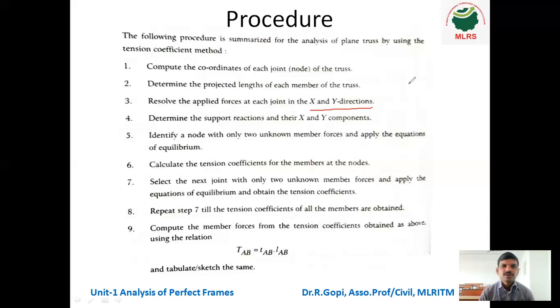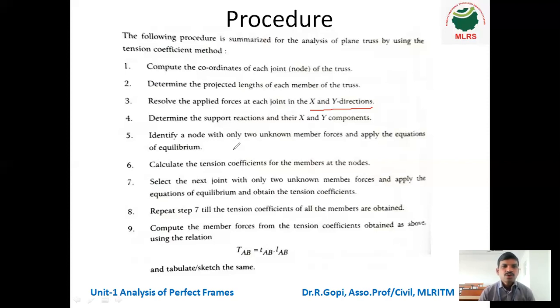Next, resolve the applied forces at each joint in the x and y direction. So we have to resolve the forces by applying the equilibrium equation, that means the tension coefficient equation, in the x and y direction. Determine the support reaction. We calculated this in the previous method, due to the external load. The same step we have to follow here.